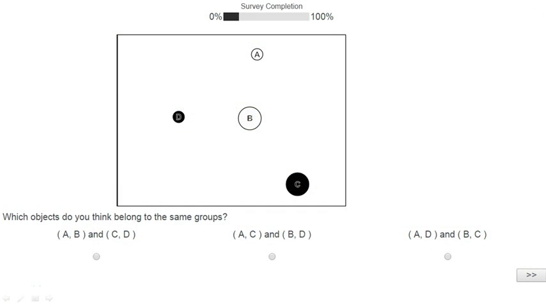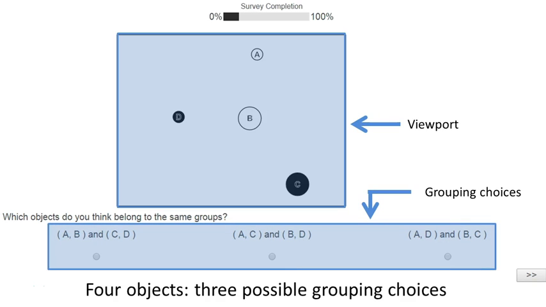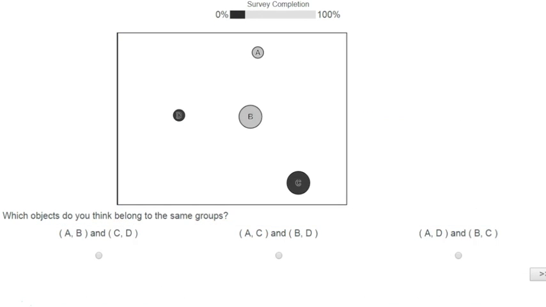Here is our experimental interface, consisting of the viewport, where the participant sees the animated transition, and a list of 3 possible grouping choices for the 4 objects. The animated transition loops continuously until the participant validates their answer.